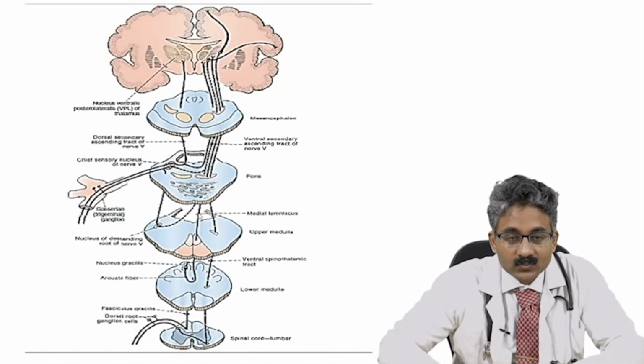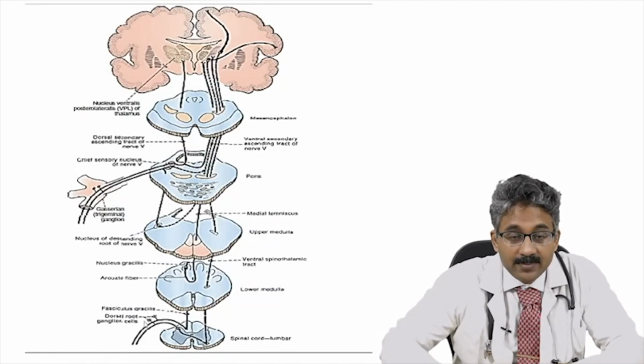Next, the fibers carrying pain and temperature synapse in the dorsal ganglia and cross to the opposite side. Then they ascend as the spinothalamic tract, synapse in the thalamus, and then project to the sensory cortex of the brain.